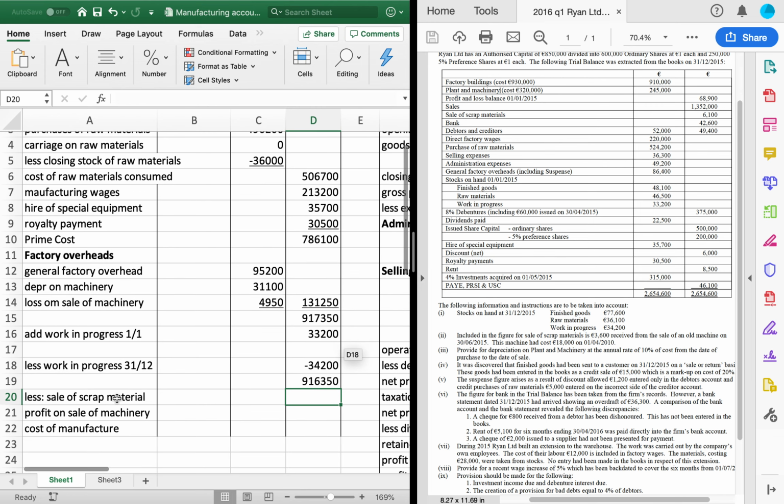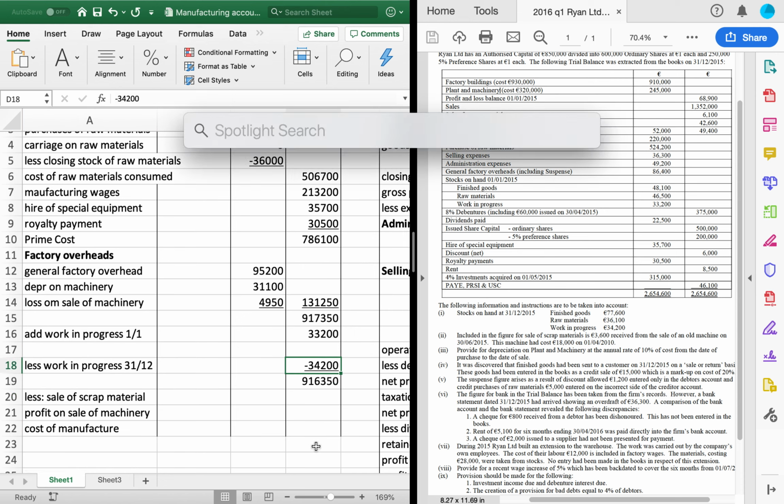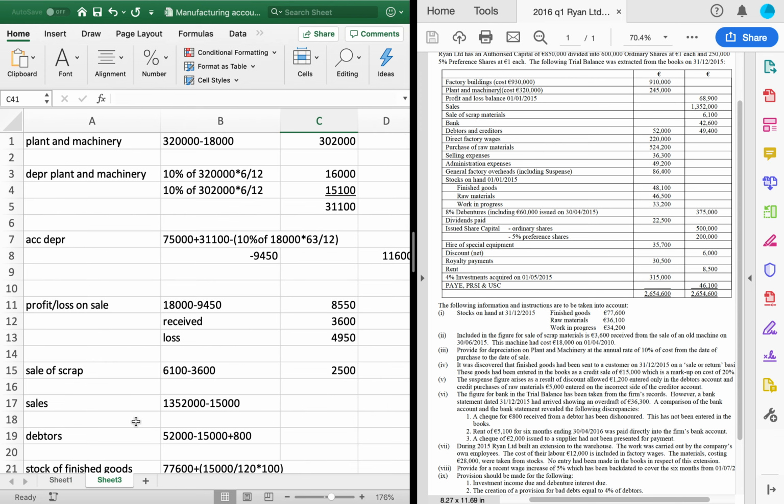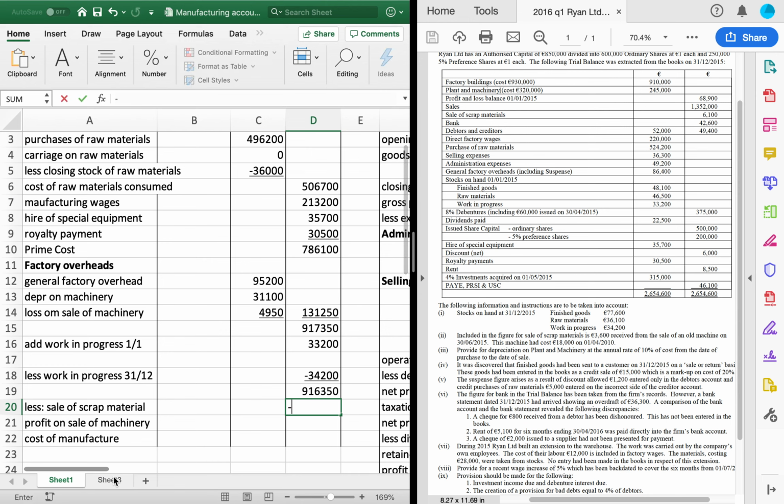So sale of scrap material. Then your bottom parts, any profits that you make from your factory get taken away here, because you're trying to find the cost of making your stuff. So profits obviously reduce your cost. So your sale of scrap material, I think there was 2,500. That gets taken away, and we know there was no profit on the sale of machinery. There was a loss on the sale of machinery, so there's nothing to take away there. If there was a profit, you would take it away. So that gives you your cost of manufacture of 913,850.